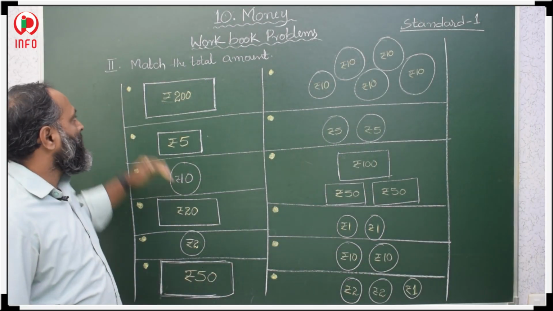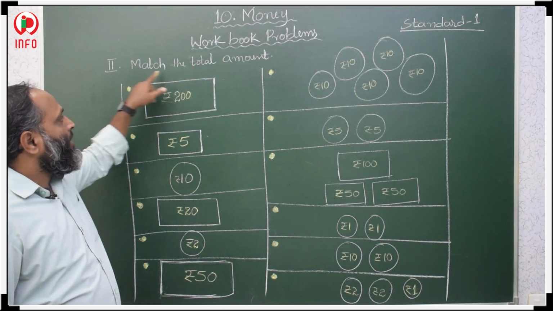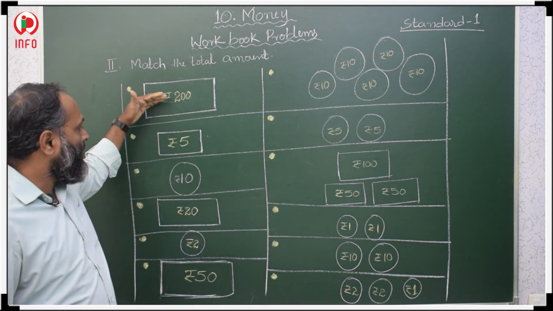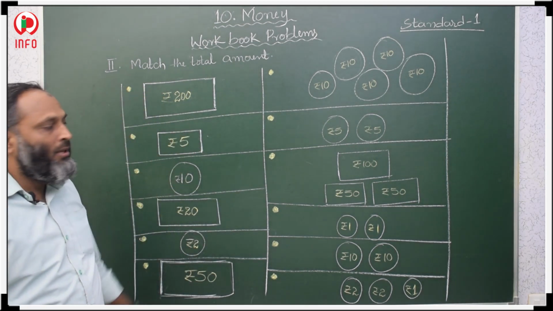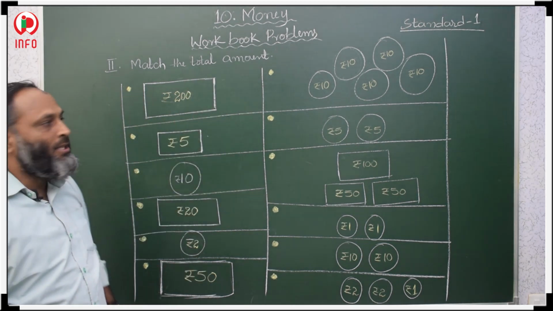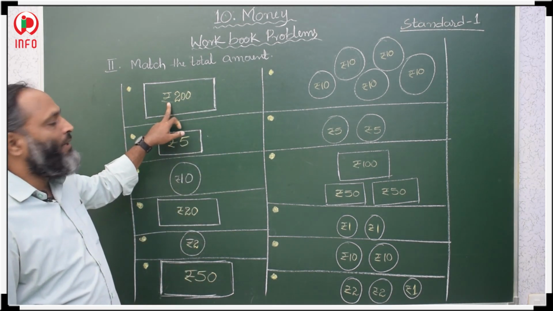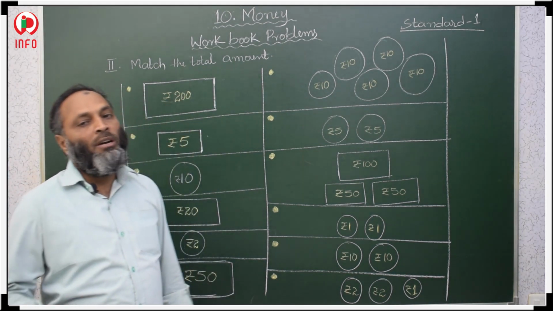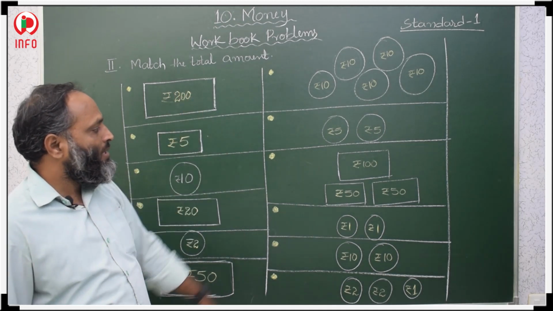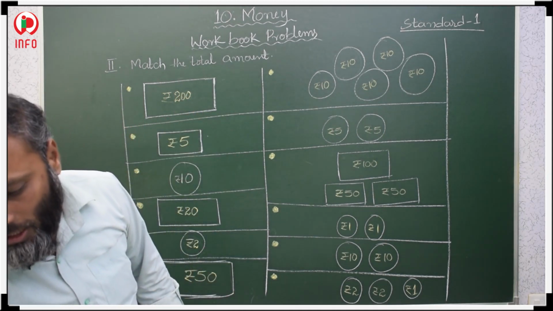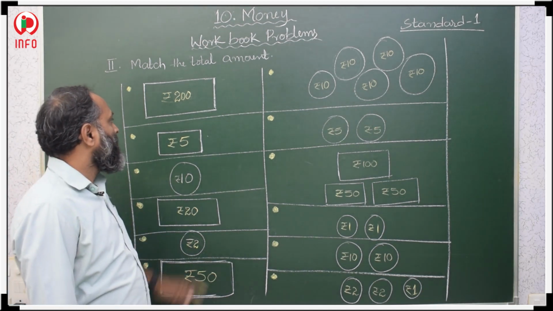Now students, next is match the total amount. Here we have to match. Some amounts are given, 1, 2, 3, 4, 5, 6. These 6 amounts we have to match with the next ones. See here, in the first one, what has he given? Rupees 200. A 200 currency note is given. We have to match it with the correct one.